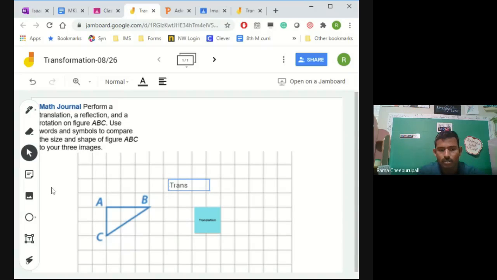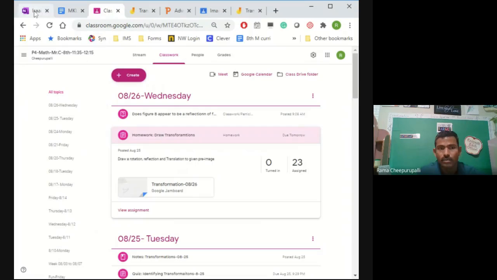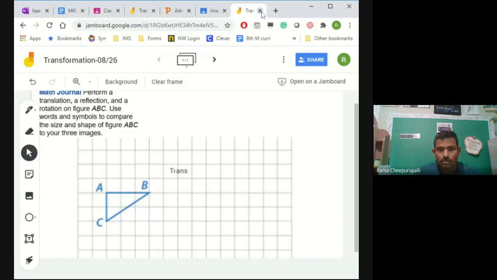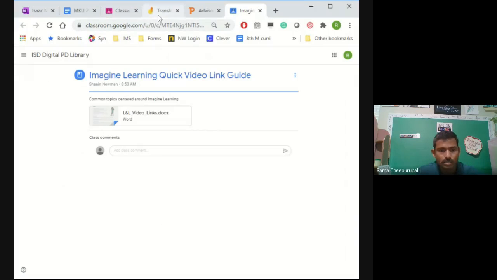Once you're done with all three of them, translation, reflection, and rotation, I just want you to submit it: go back to the Google Classroom and turn it in. That way I can get you the grades for that. Okay, I hope you guys understand that. If you still have a question, I'll be here, ask me questions. But otherwise, please go ahead and work on that. I can see a lot of kids already working out right there. So that's for today. Thank you.